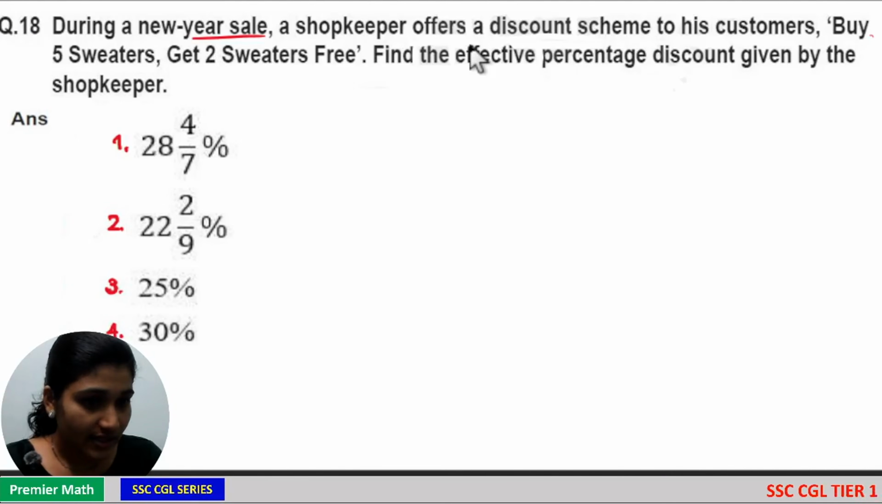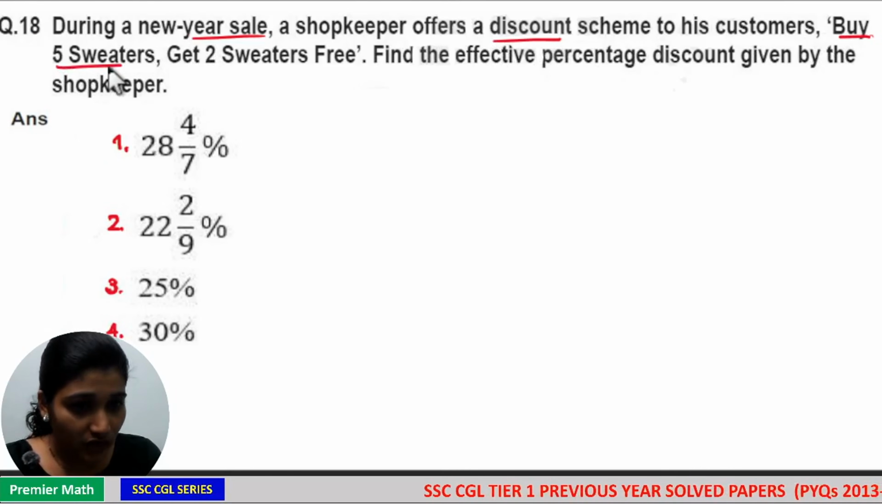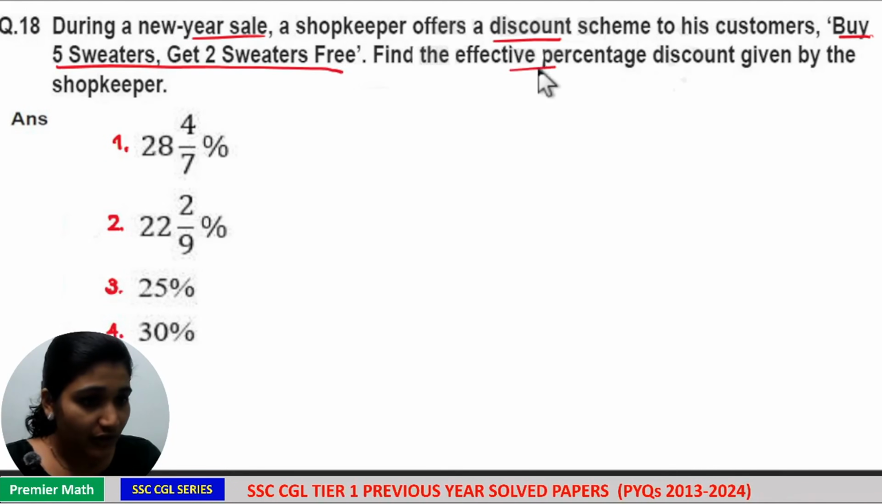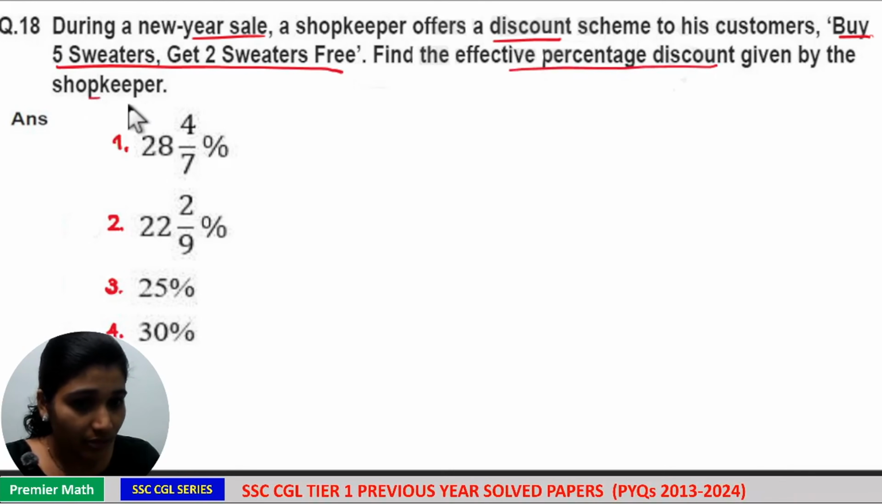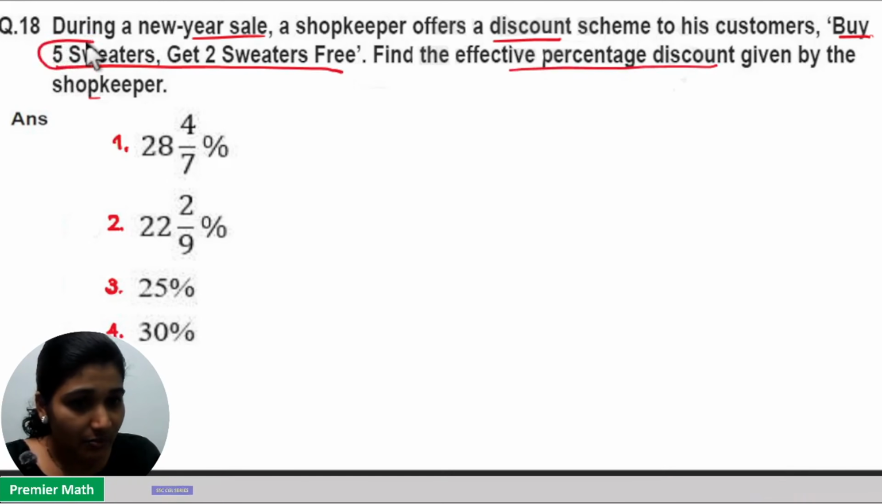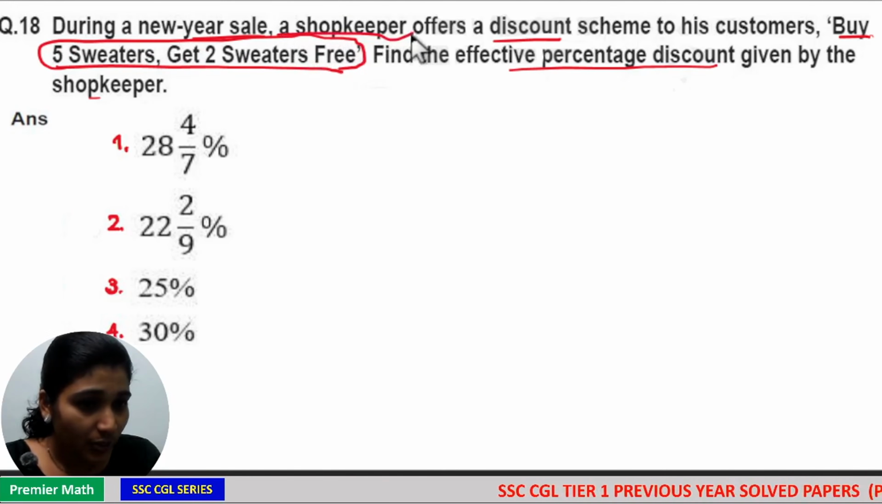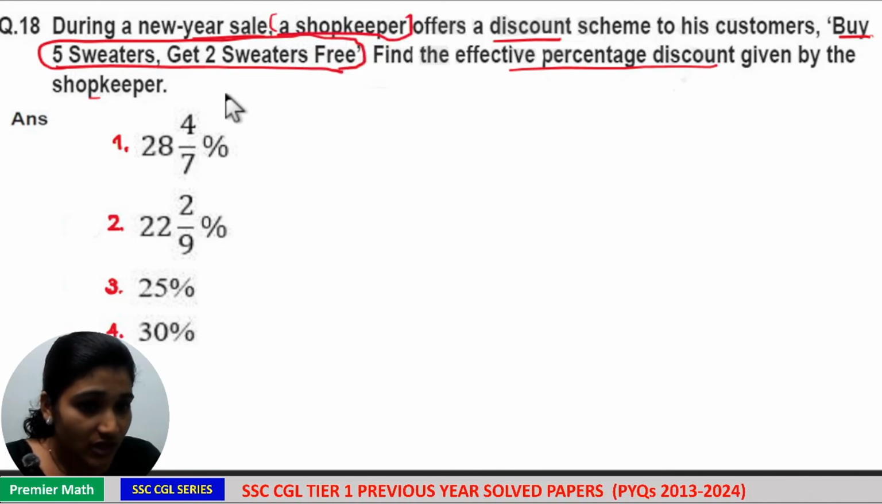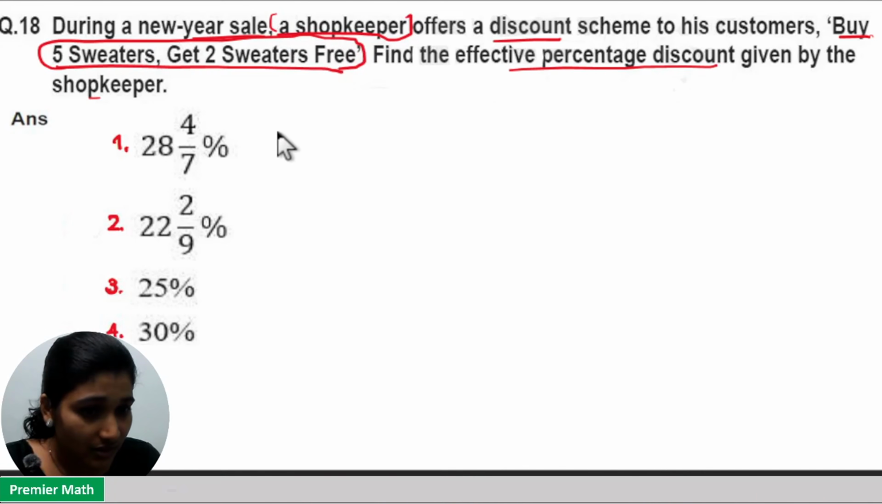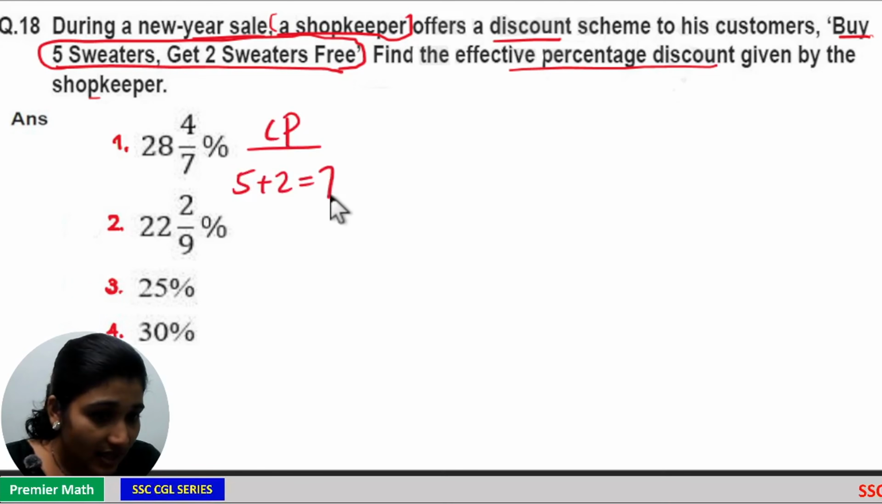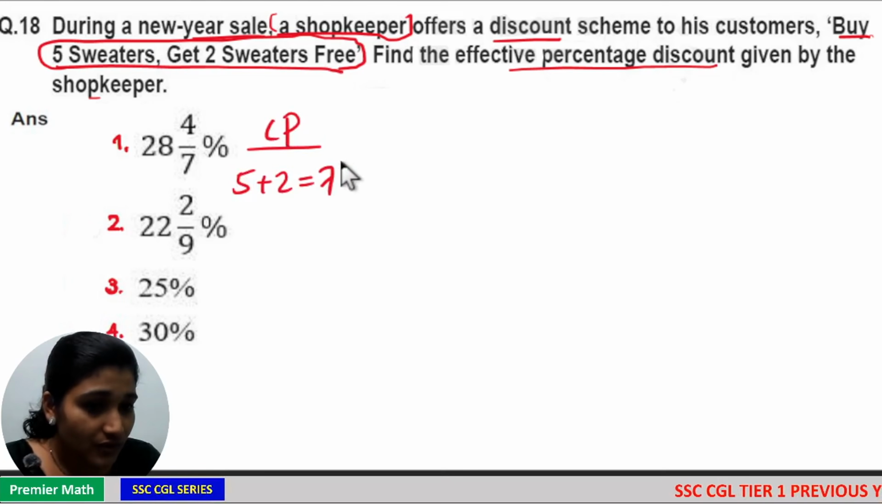During a New Year sale, a shopkeeper offers a discount scheme to his customers: buy 5 sweaters, get 2 sweaters free. Find the discount percentage given by the shopkeeper. Here, when a customer buys 5 sweaters, he is getting 2 extra sweaters free. From the shopkeeper's perspective, he is giving a total of 5 plus 2, 7 sweaters to this customer. That is his cost price, the cost price of 7 sweaters.